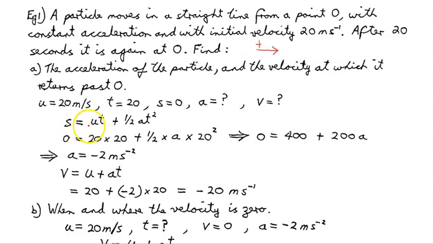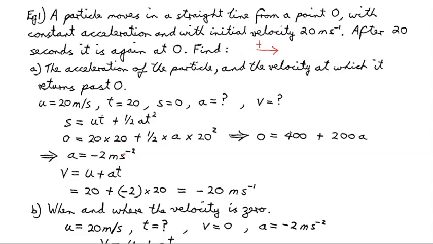So S equals ut plus a half a t squared. Put S as 0 in there, then we have 20 times 20 plus a half times a, the unknown, times 20 squared. Straightforward. 20 times 20 is 400. A half times 400 is 200, so we have 200a. 400 plus 200a is 0. Solving that for a, we get minus 2. So the acceleration is to the left.